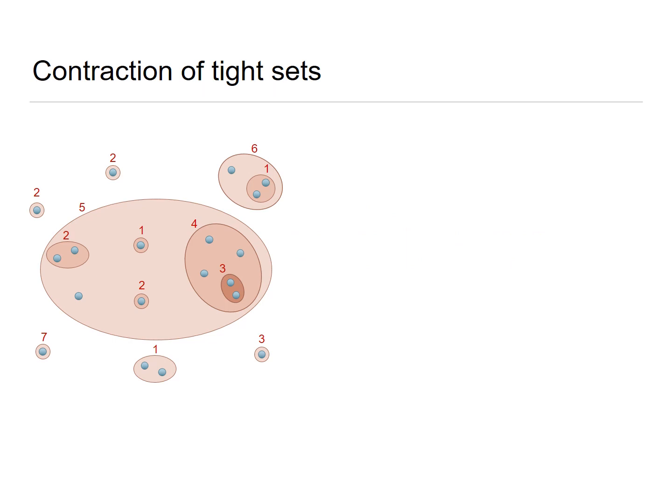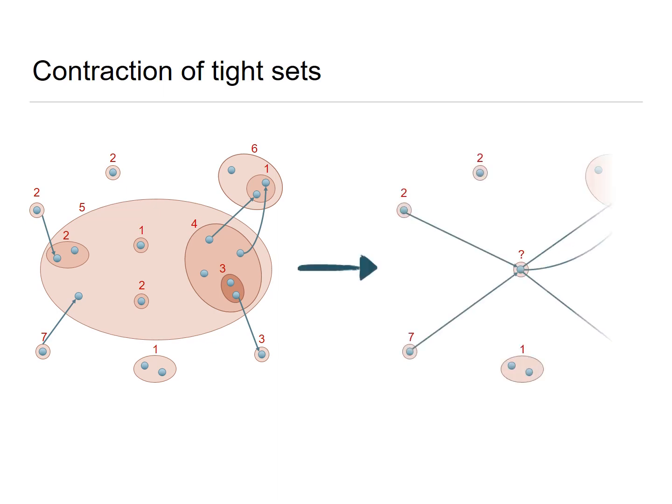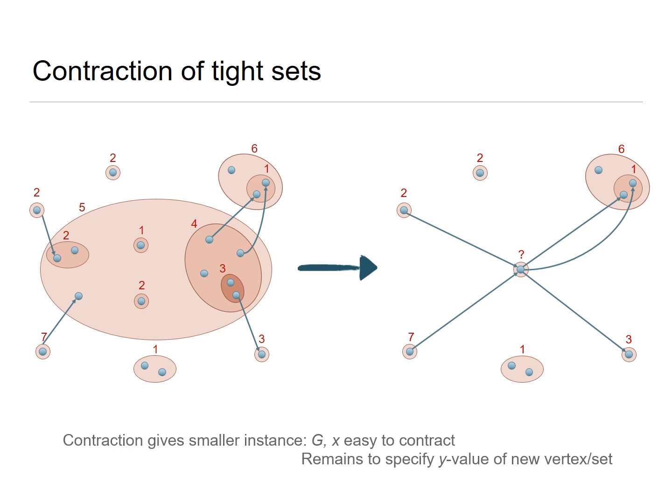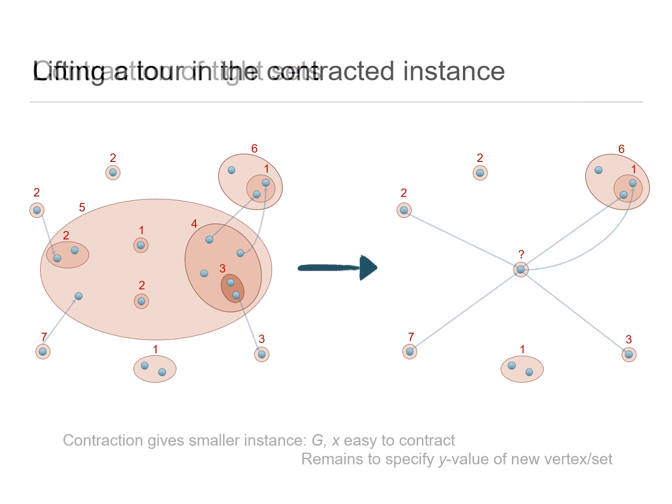Okay, so let's say that we want to contract this large set, and it has these boundary edges. So it's pretty easy to see what to do with the graph, and this is a laminar family, so it all just shrinks very nicely. It's only not so clear what you should put as the new dual value associated with this new vertex set. So bear with me, I will motivate how to choose this.